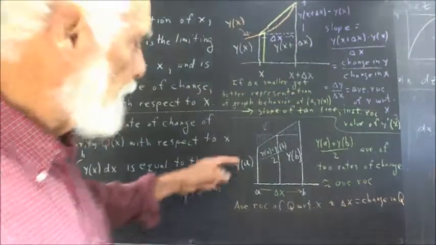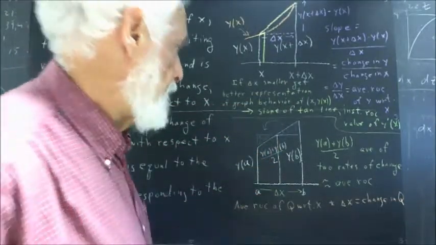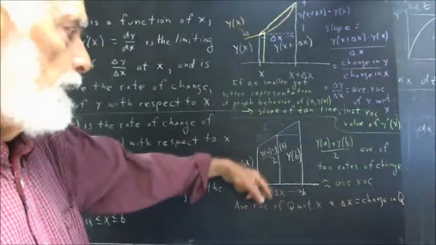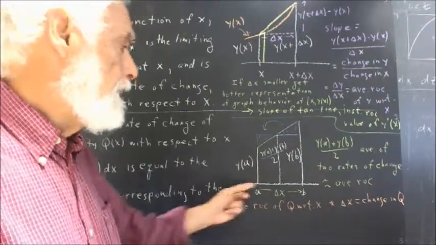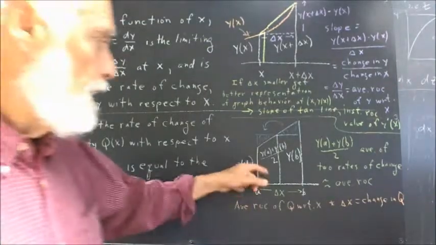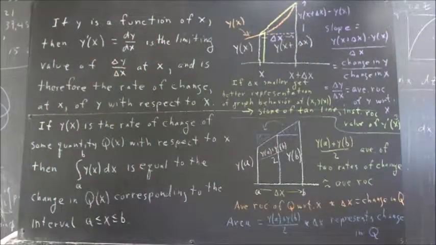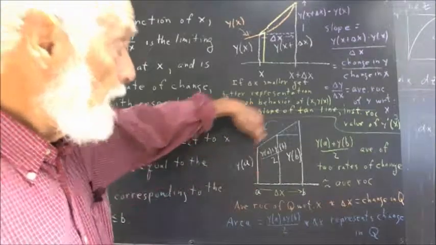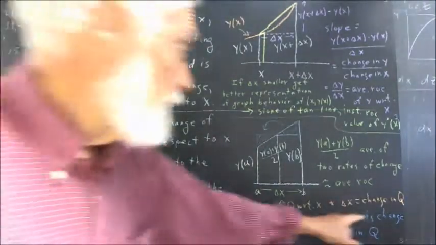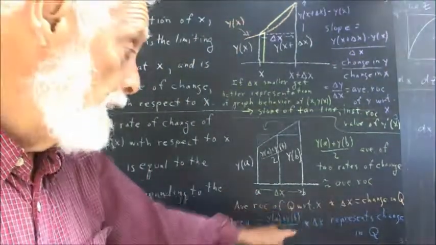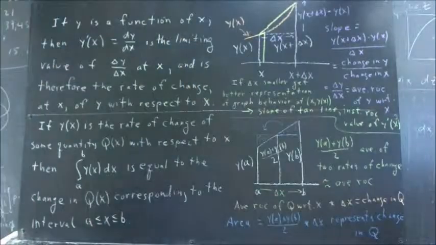Okay, now what do I have? I have a rectangle whose altitude is y of a plus y of b over 2, and whose width is our delta x. In other words, the altitude or the length of this rectangle represents the average rate of change of q with respect to x. Delta x is, of course, the change in x, so that the area of this rectangle represents this quantity. So the area of this rectangle, which is identical to the area of the trapezoid, since we just took this off the trapezoid and pasted it here to get the rectangle, also represents the change in q. The area is y of a plus y of b over 2 times delta x, which is the average rate of change times delta x, representing the change in q.